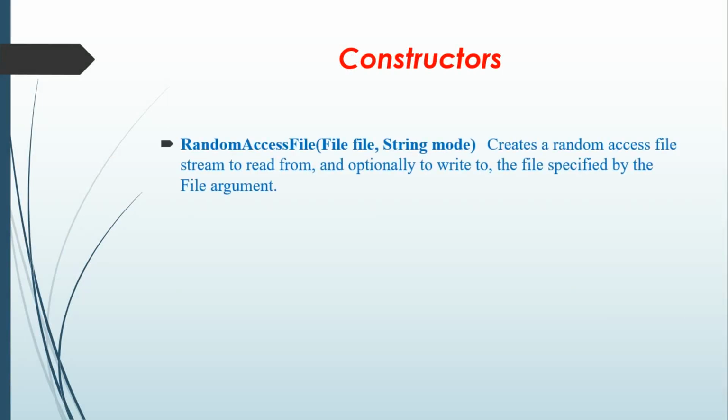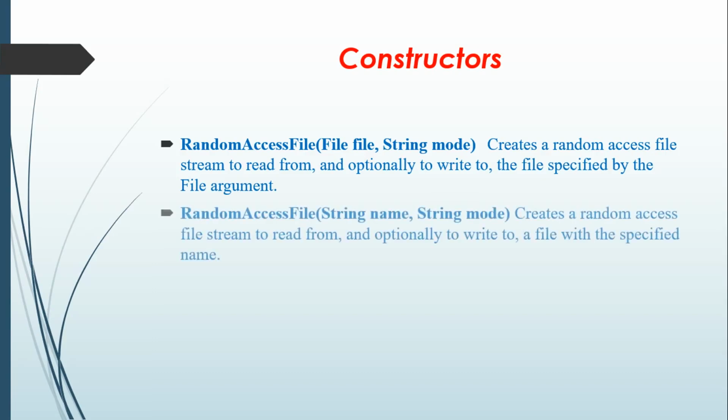Here are some constructors which are used in random access files. RandomAccessFile(File file, String mode) is a constructor which takes two parameters. The first one is a file parameter and the other one is a string parameter, which creates a random access file stream to read from and optionally to write to.